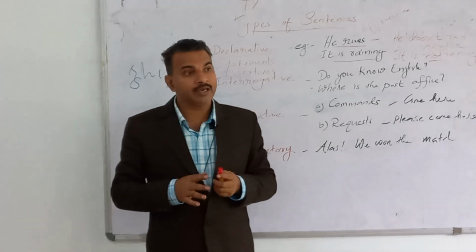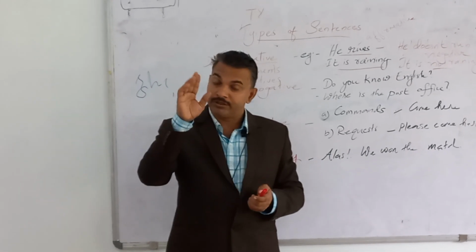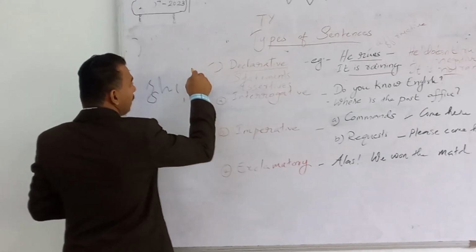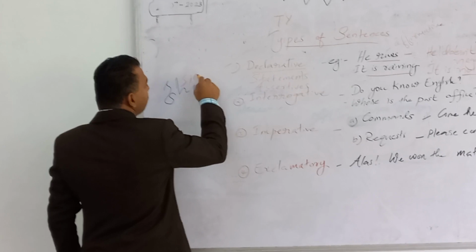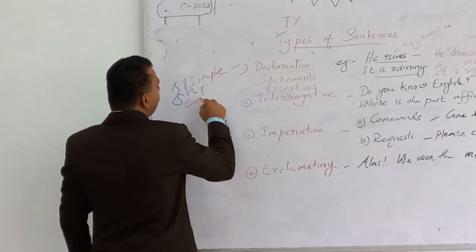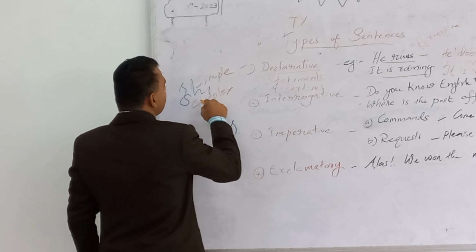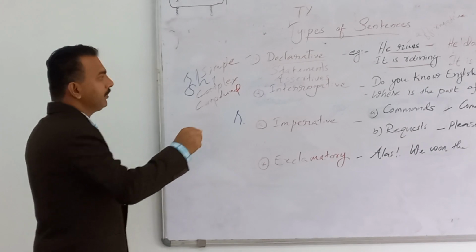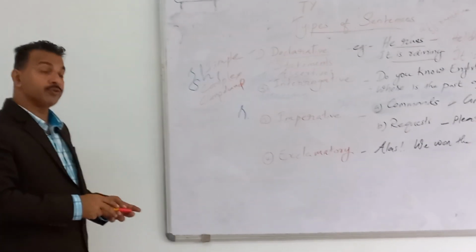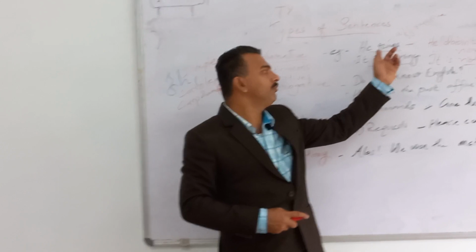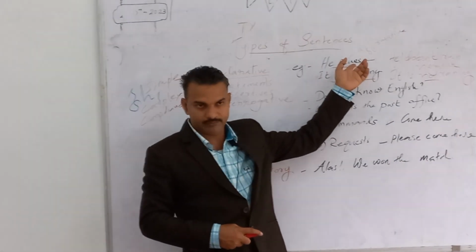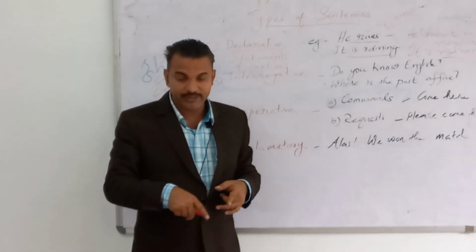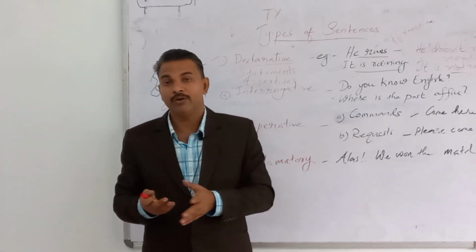Again, a declarative sentence can be categorized into three types: simple, complex, and compound. I am planning to take another lesson on that in detail. A simple sentence is one where you have one subject and one verb. But if there is a conjunction used, then it becomes either a compound one or a complex one.